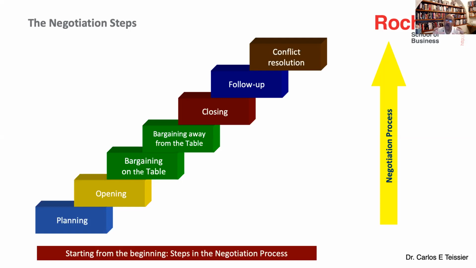The bargaining stage, we're going to divide it in two parts. On one side, we're going to talk about bargaining on the table, and then we're going to talk about bargaining away from the table. Now, the bargaining stage or the bargaining step is usually misunderstood. And some people believe that bargaining becomes the negotiation itself. Let me explain.